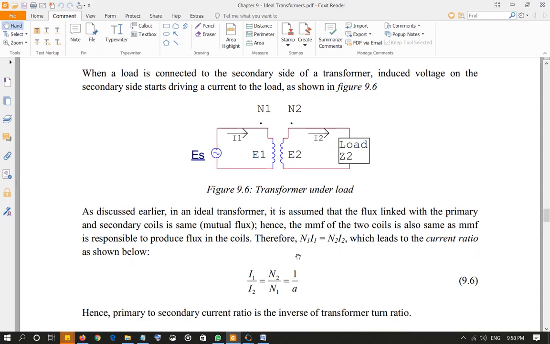So if we equate that MMF, N1 times I1 and N2 times I2, then we can take the ratio of I1 over I2, which will be equal to N2 over N1, which is 1 over the turn ratio. So this is another important relationship between the primary current and the secondary current of the transformer. That is, the ratio of the primary to secondary current is 1 over the turn ratio. This is another basic relationship that you need to remember.